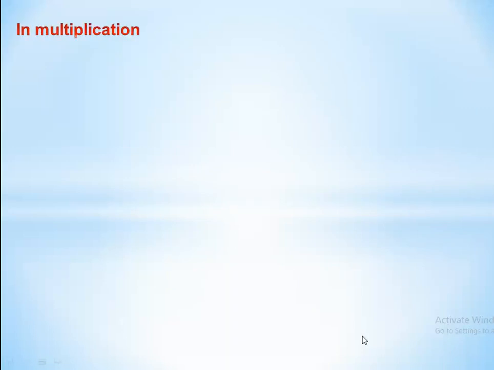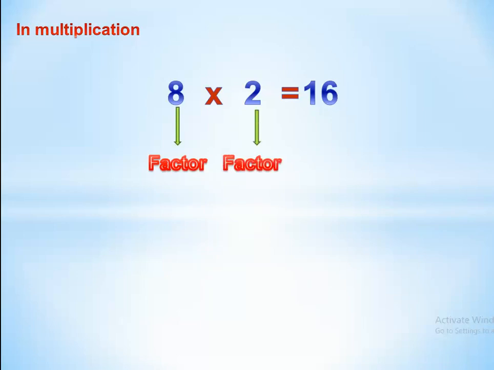In multiplication we know that we have tables and we have the multiplication operation. Okay, in multiplication, if we have 8 times 2 equals 16, we know that 8 is a factor and 2 is a factor and 16 is a product. The answer of multiplication is product.